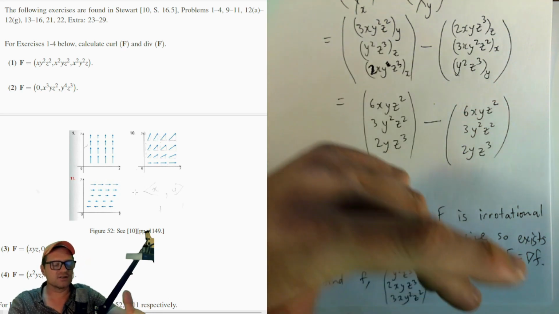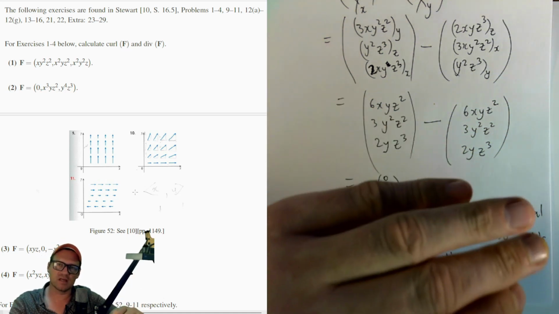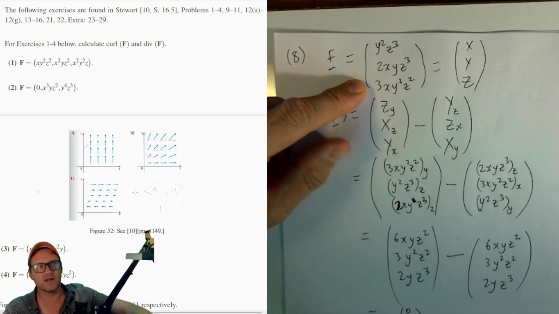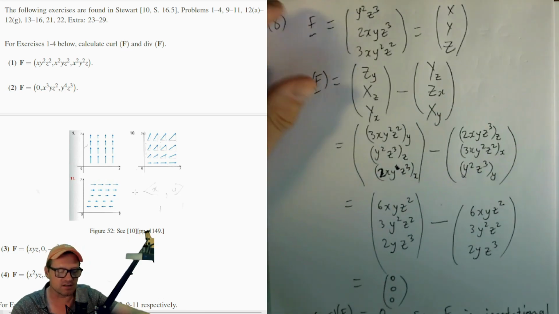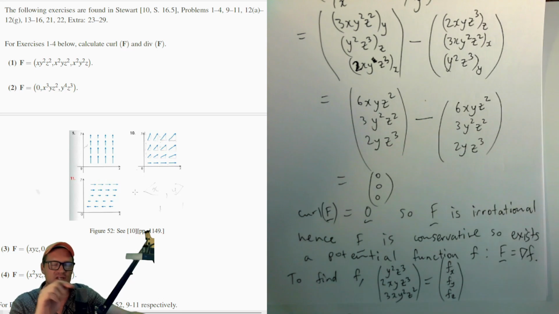So a feature of a conservative vector field is that the work done in moving a point from A to B is path independent. So in this case, for this particular vector field, the work done in moving a particle from point A to point B will be path independent because our vector field here is conservative because it's irrotational.